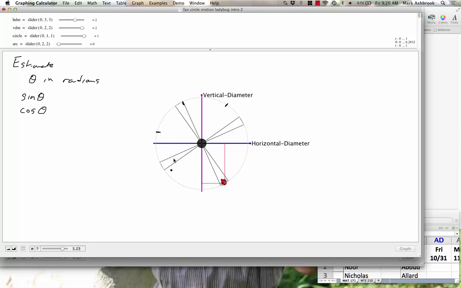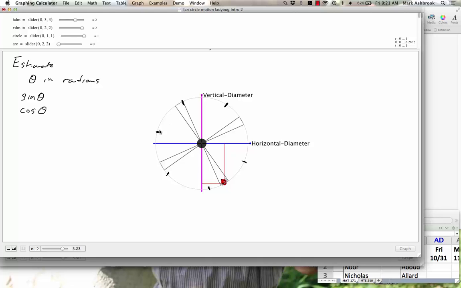Sine is the vertical distance of the horizontal. Okay. Estimating the angle. Lexi, what do you think? So I gave you some help there.